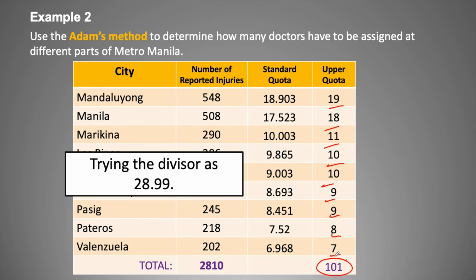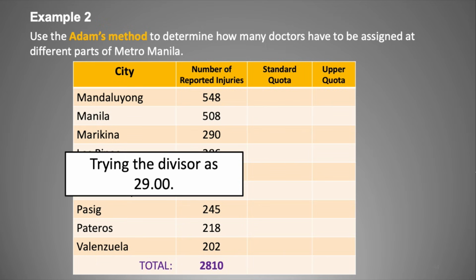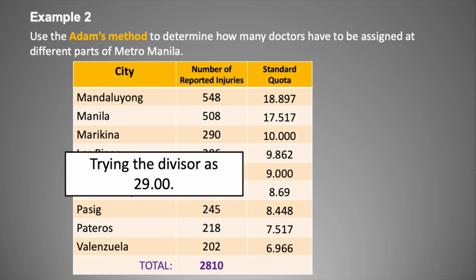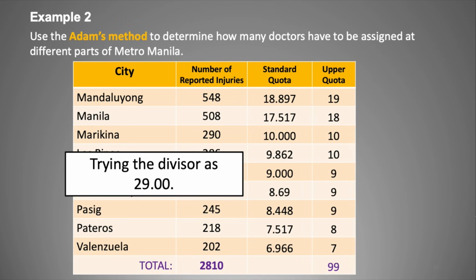However, the total exceeds by 1 since we only have to assign 100 doctors. Now, to decrease this total of the upper quota, we just have to increase the divisor. However, when I use 29.0, which is just 0.01 higher than the previous divisor, I came up with the standard quota, and rounding them up, we're going to have these upper quota values, which led to a sum of 99. Which indicates that Adams' method failed to assign the 100 doctors no matter what the divisor is.